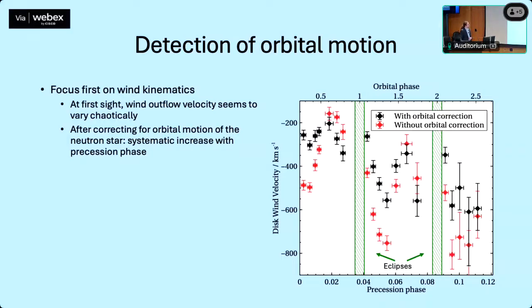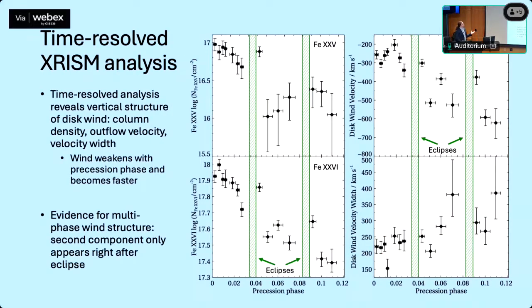And velocity is one of the quantities that we can sample with this study, but others are line optical depths. These are shown in the left plot for iron 25 and 26. And on the right, I'm showing, again, the velocity, and on the bottom is the velocity width. So what we see is that this wind is really strongly evolving with increasing precession phase. So as the sightline is sampling greater and greater heights above the disk, the wind is getting weaker and is getting faster as it rises above the disk and follows the streamlines.